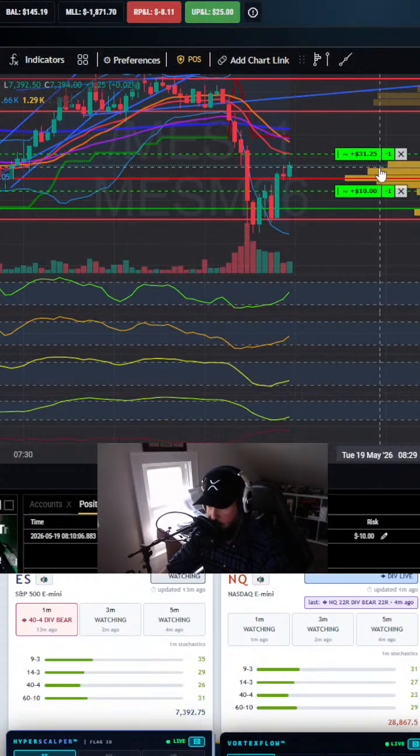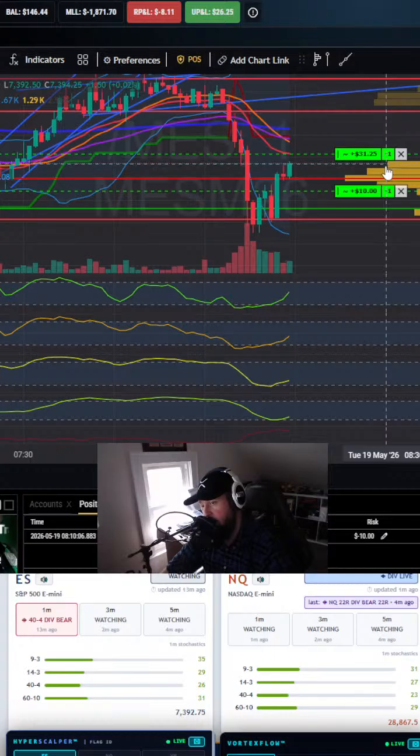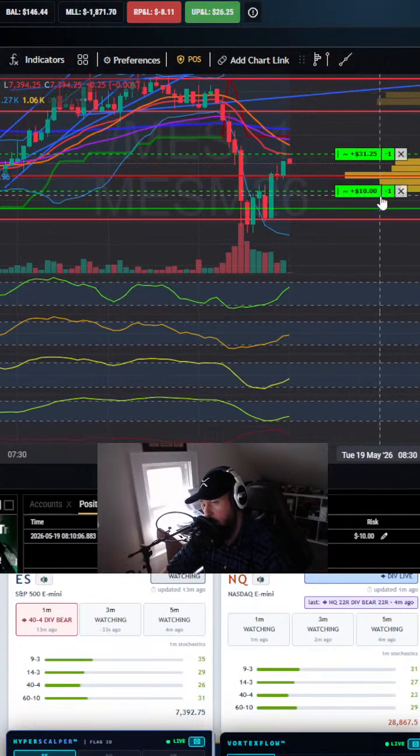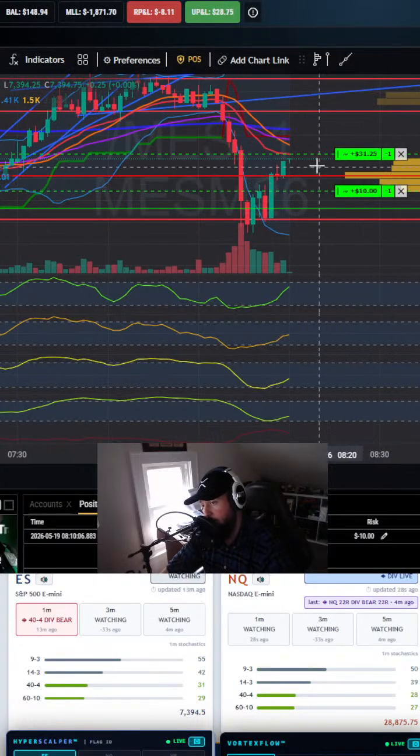Our next candle is going to tell me what I'm going to do. I might just take the trade off the table if the next candle slows down. Looks like we're about to touch that 20-day EMA.